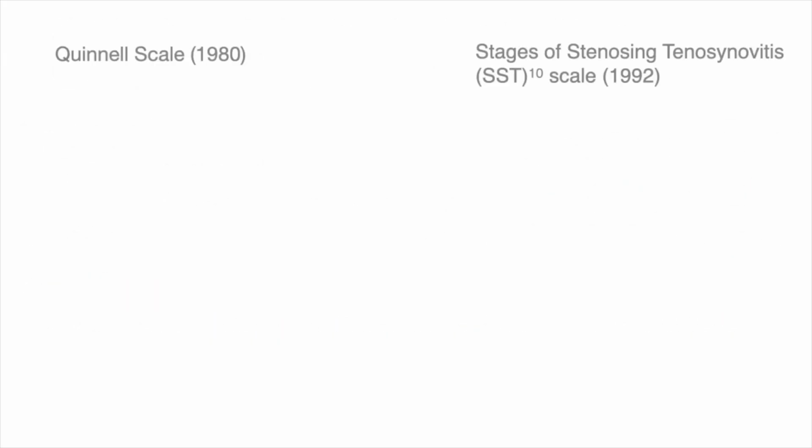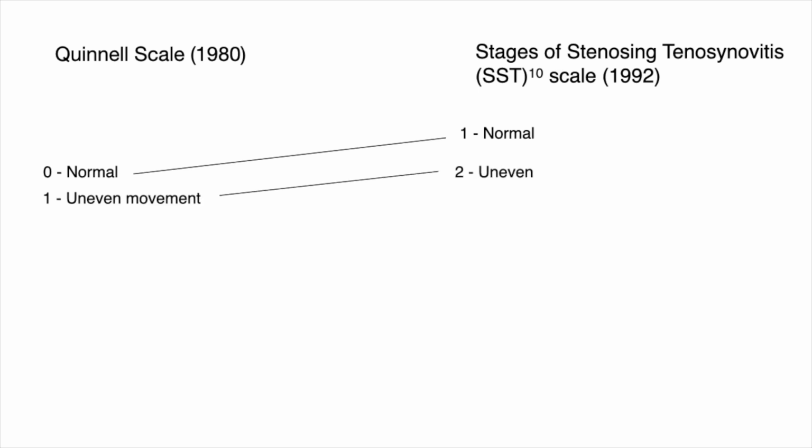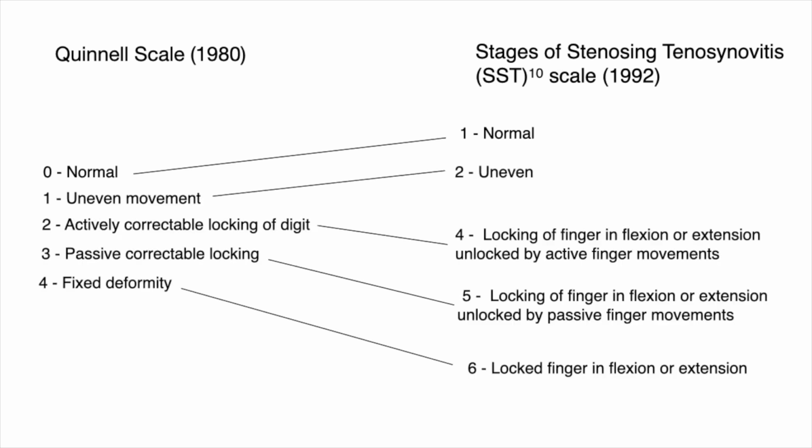When comparing these scales, we can see that they are extremely similar. In reality, only the SST score 3 offers anything new in that it contains the words triggering, catching, and clicking, which is important since these are common characteristics of trigger finger. The inclusion of SST score 3 clarifies Quinell's score of 1, which is uneven movement, in that it divides it into the sensation of unevenness felt by the patient, which is SST 2, and the observation of unevenness seen by the therapist, which is SST 3.